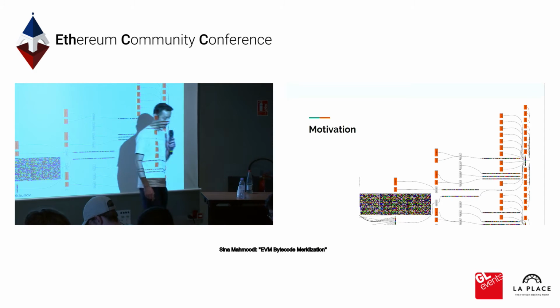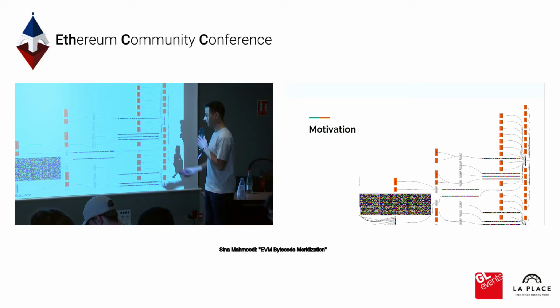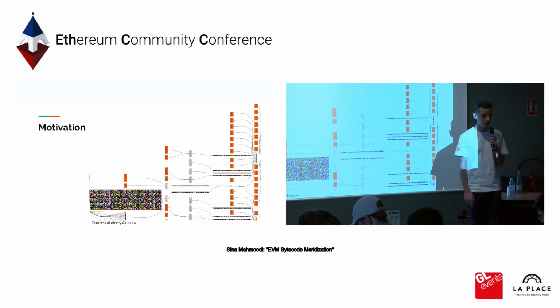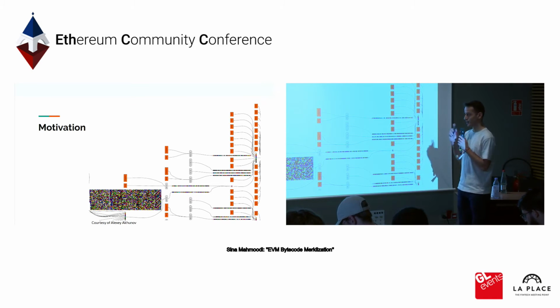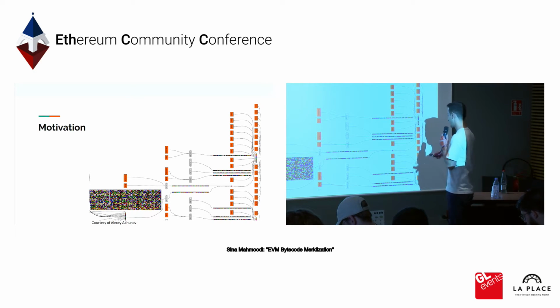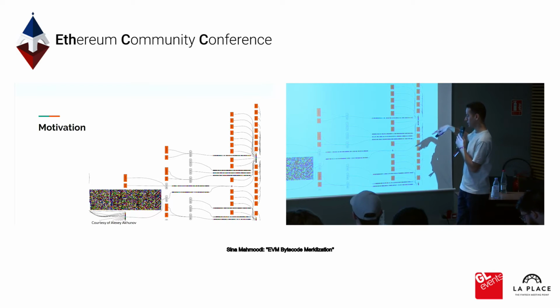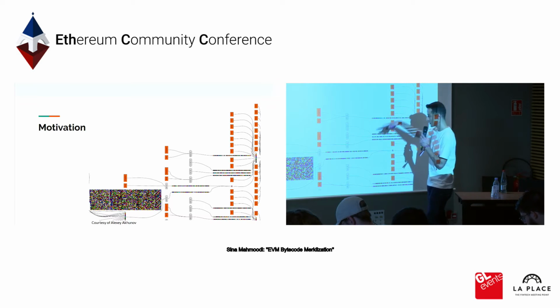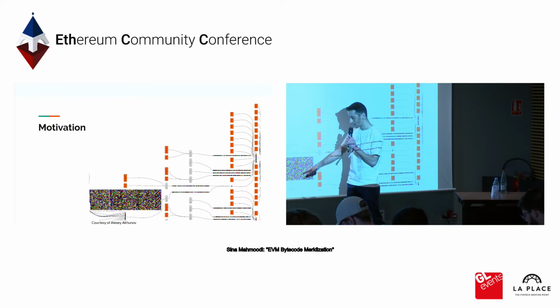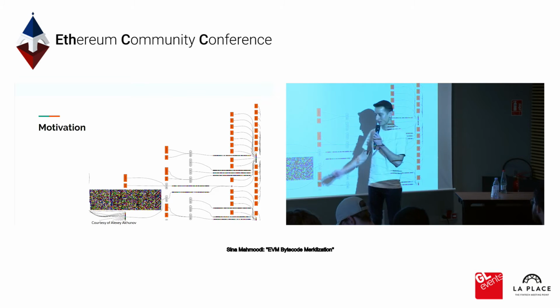So I want to motivate the talk by showing a diagram that Alexei generated. As you know from the previous talk, for stateless clients, you need to send a witness alongside the block. And I just have part of one of these witnesses. You can see the tree structure here, the hashes, the nodes, and whatever. And this big block here is a code block. This is a contract code.